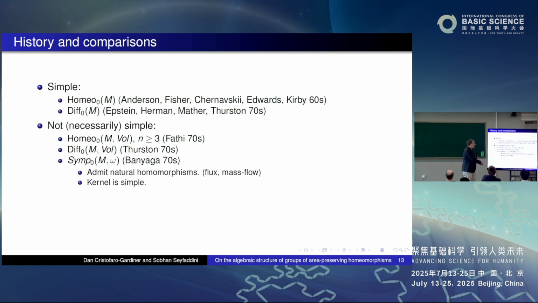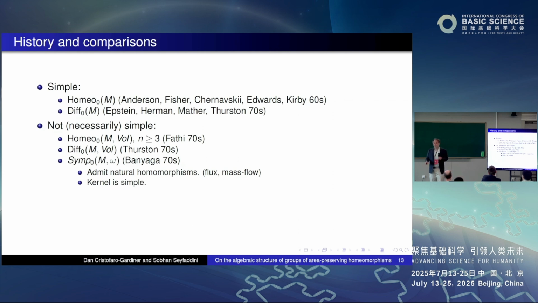However, they tend to admit natural homomorphisms. Sobhan described, at least impressionistically, this flux homomorphism and the mass flow homomorphism. Anyway, so if you have a non-trivial homomorphism, you won't be simple, but then what you can hope is that your kernel is simple. And that's what one tends to find.